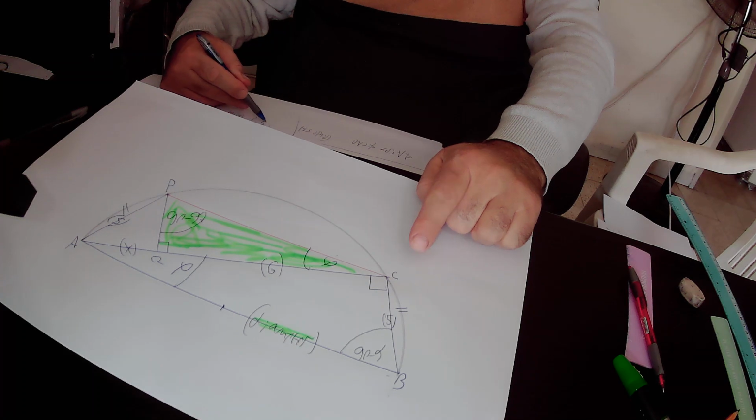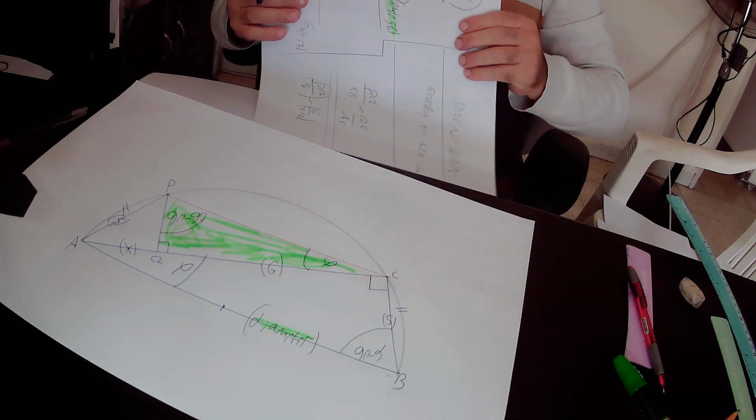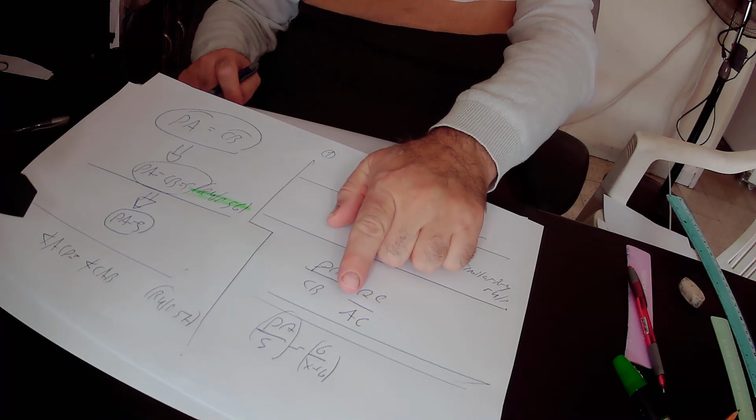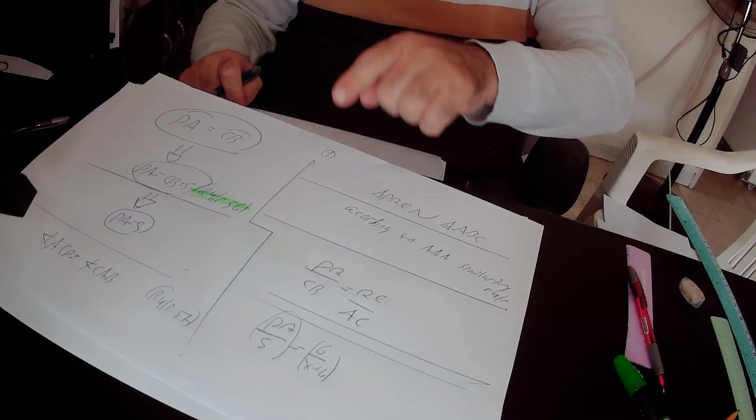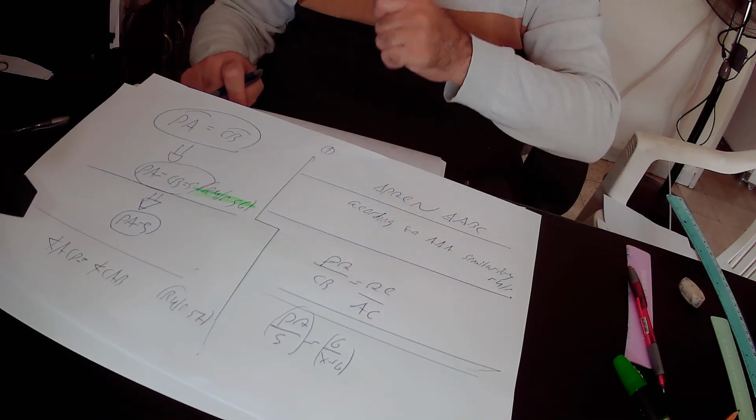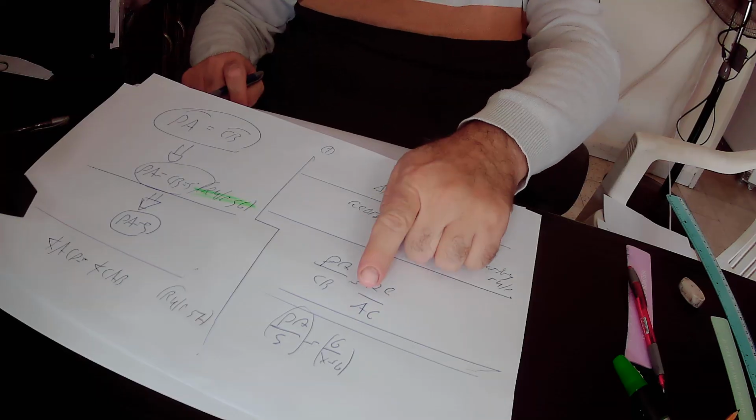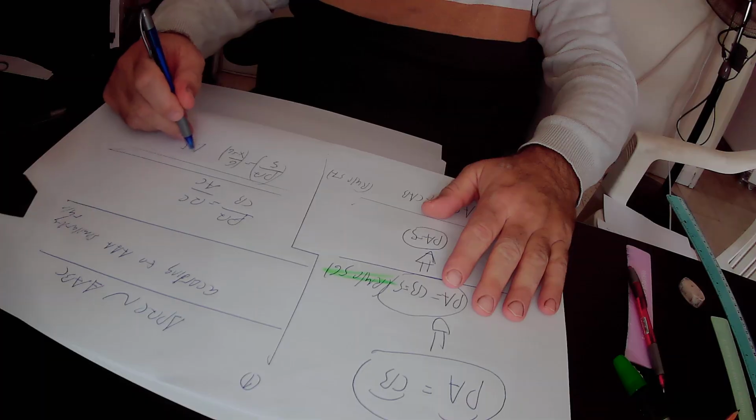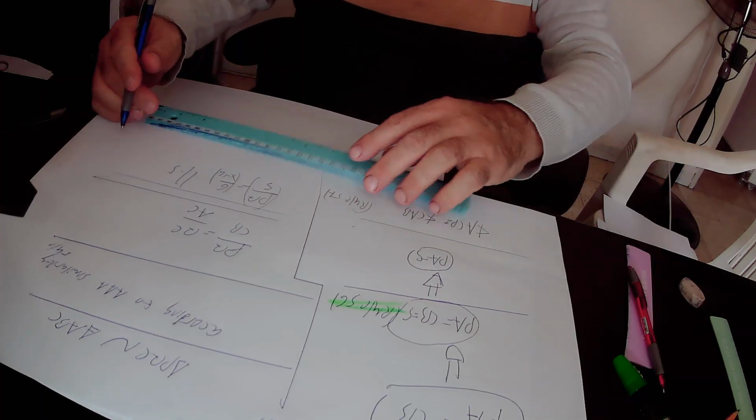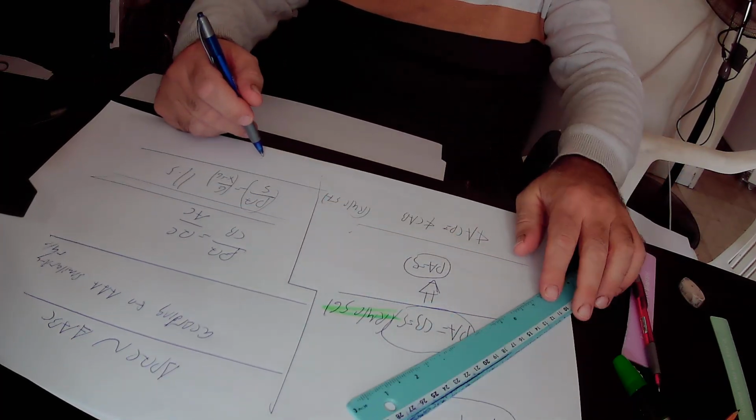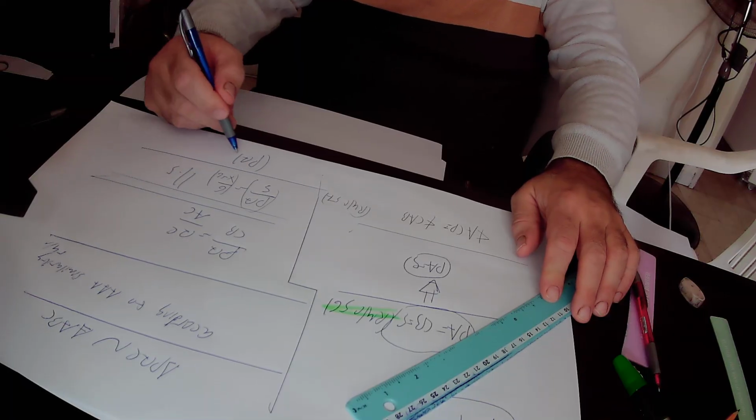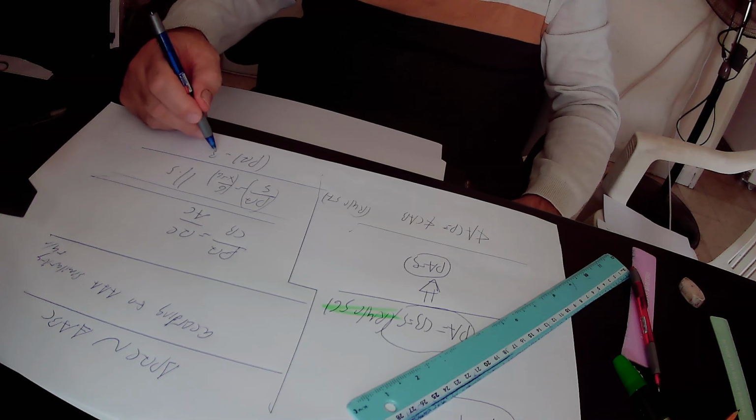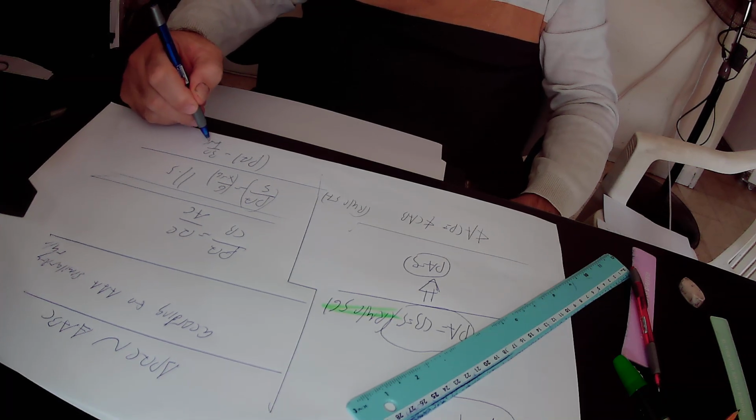So in total, we have found that PQ over 5 equals 6 over x plus 6. Again, PQ over 5 equals 6 over x plus 6. Here we multiply this equation by 5 and finally get that the missing side PQ is equal to 5 times 6, which is 30, so in total this expression equals 30 over x plus 6 units in length.